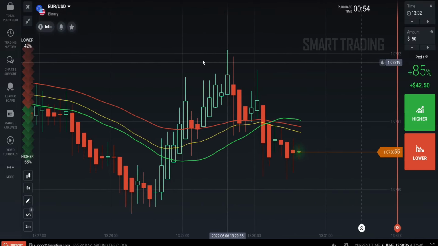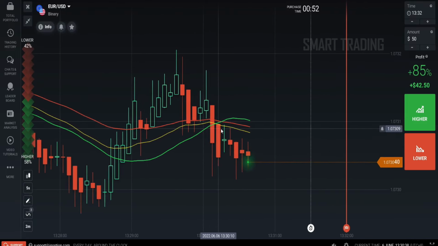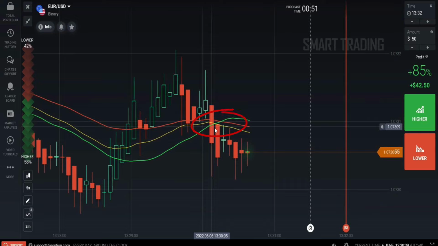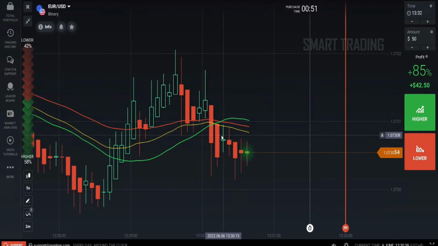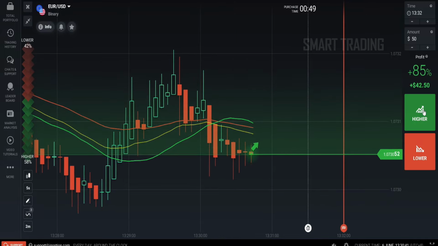Let's trade with another pair. Take a look at this one. The green line crosses below the 2 exponential moving averages. It's too late for me to take this position, but I will try to trade with it. It is best to trade for 1 minute to 2 minutes expiration time.